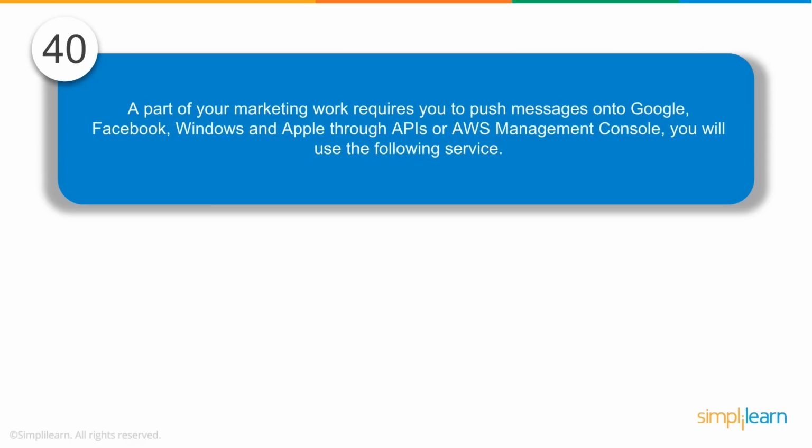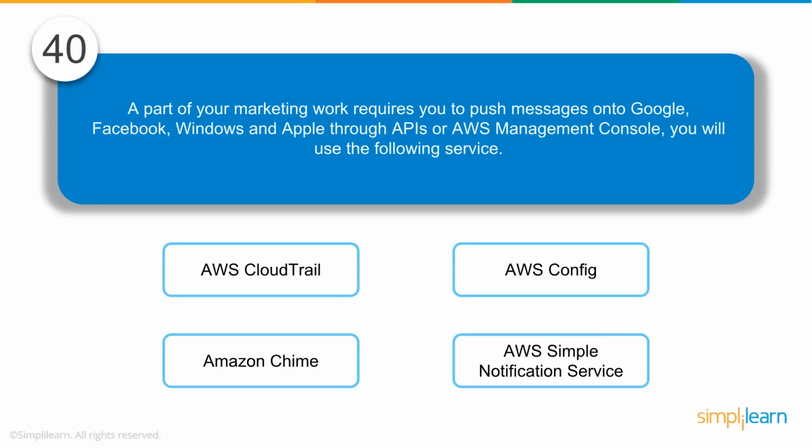A part of your marketing work requires you to push messages onto Google, Facebook, Windows, and Apple through APIs or the AWS Management Console. You will use the following service. So the options are AWS CloudTrail, AWS Config, Amazon Chime, AWS Simple Notification Service. All right, it says a part of your marketing work requires you to push messages. It's dealing with pushing messages to Google, Facebook, Windows, and Apple through APIs or the AWS Management Console.